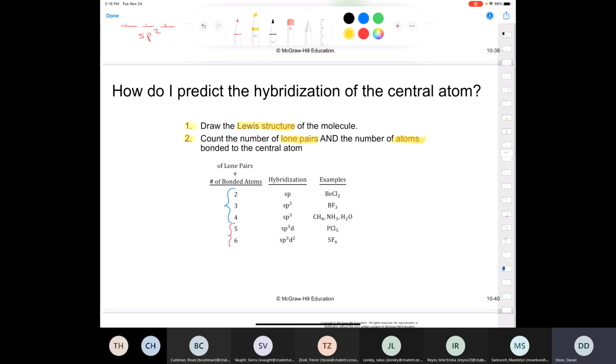If the total of lone pairs and bonded atoms equals 2, the hybridization is sp. If the total is 3, sp2. If the total is 4, you've got sp3. If it's 5, you've got sp3d. And if it's 6, you've got sp3d2. Now, if you're waiting for a rationale as to where sp3d and sp3d2 come from, we're going to look at some examples that will cover that.